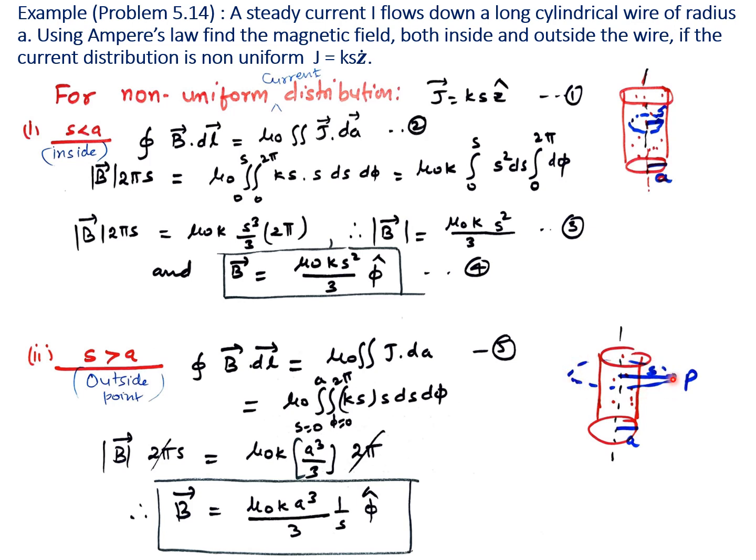Again, draw an Amperian loop at point P, and now in this case the total current will be from 0 to A, because the whole wire is inside this loop. So in this case only there will be a change in the limit of s: instead of 0 to s, we will take mu naught, 0 to A, phi will be 0 to 2 pi, it will be k s s ds d phi, and finally instead of s cube by 3 we will have a cube by 3, and finally we have the answer mu naught k a cube by 3 1 by s in phi cap direction.